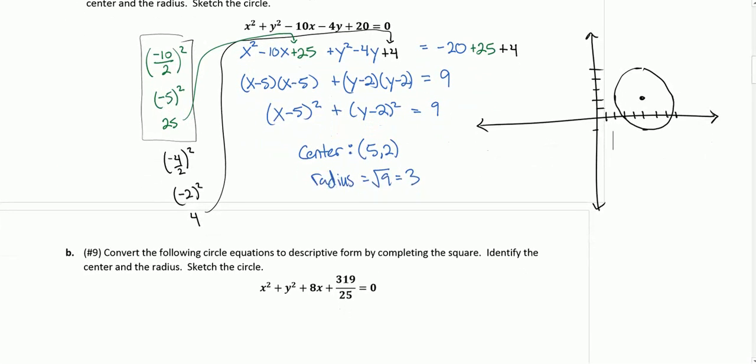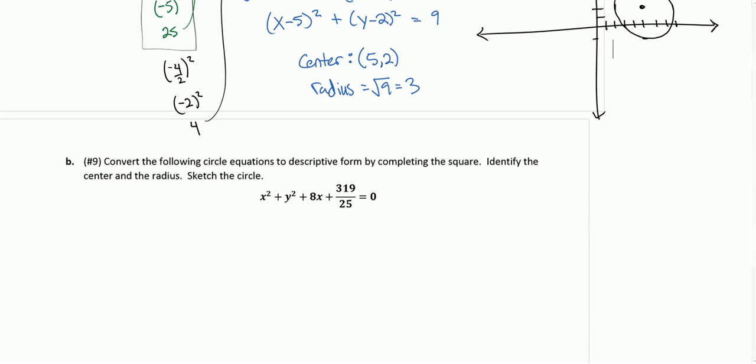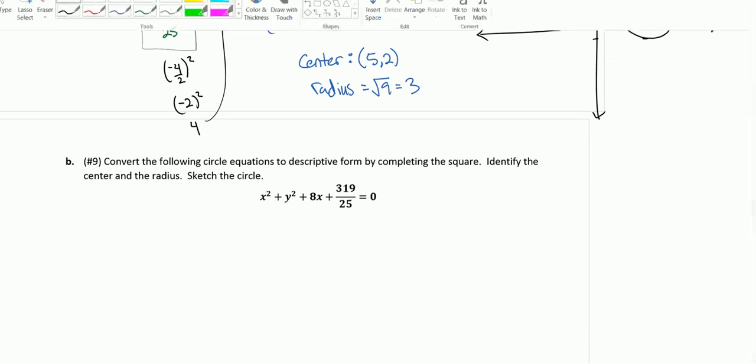Part B is taken from number 9 from our homework, which is to convert the following circle equation to descriptive form by completing the square, identify the center and radius, and again sketch the circle. So it's asking us to do the same thing that we did in the last problem. The only difference here is we see this big fraction, and you may be curious, well, how do we do this with a fraction like this?